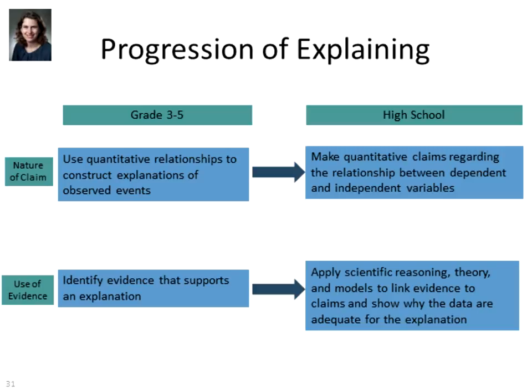The other thing that we see occurring is the use of evidence. This connects across from elementary, middle, and high school, but the way the evidence is used becomes more complex. In grades 3-5, it just says identify evidence that supports an explanation, versus in high school, it says apply scientific reasoning, theory, and models to link evidence to claims and show why the data are adequate for the explanation. So that becomes more complex as well.